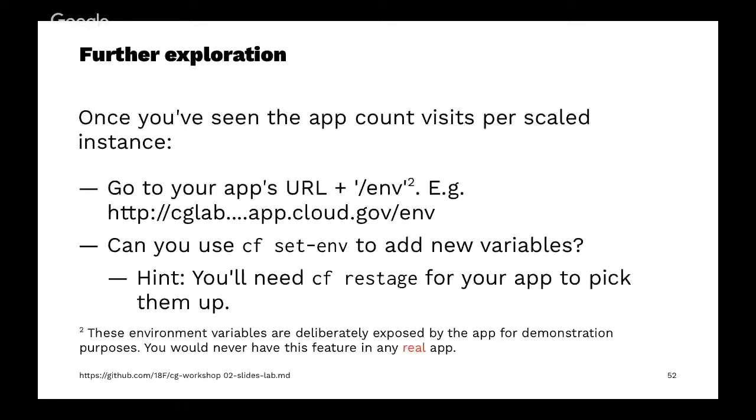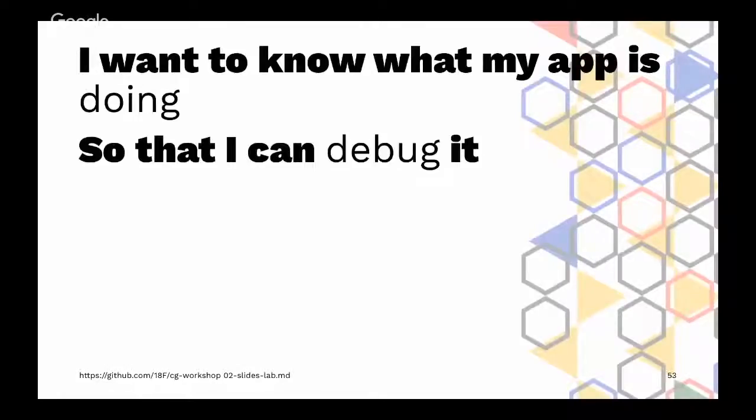If you go to the /env path on the application, it spits out all of the environment variables that are available to the application, which is something you would never do in a production app because it includes the connection URLs. But it's in this app just so you can see what things are available there, passed in as an environment variable. We'll see other problems with it as we go on into looking at logs and debugging.